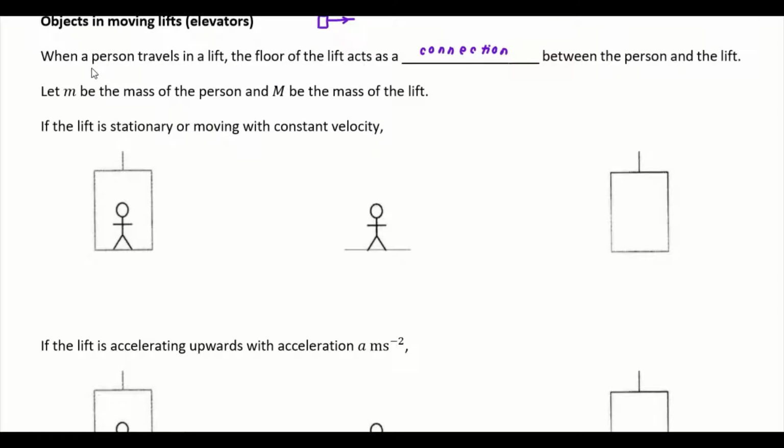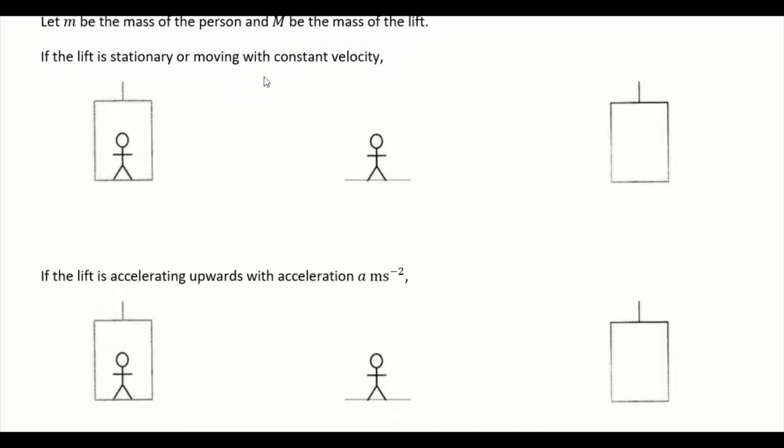Let the small m be the mass of the person and the big M be the mass of the lift. What happens if the lift is stationary or moving with constant velocity? Let's look at it as a system first. All the internal forces are going to eliminate each other, like previously with the pulley, where the tensions eliminate each other. In this case, the internal force is basically the force between the floor and the person. So the normal reaction, we are not going to look at when we look at it as a system.